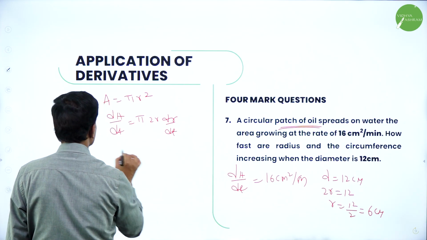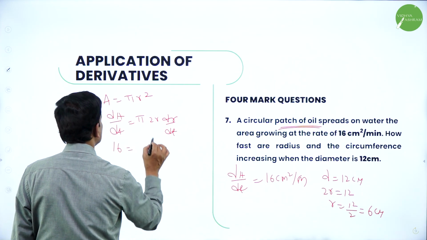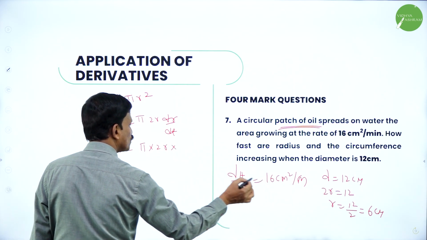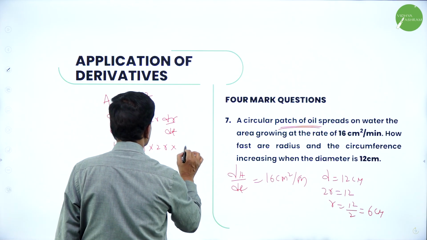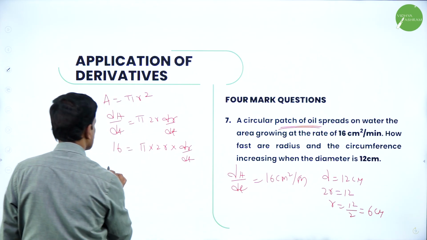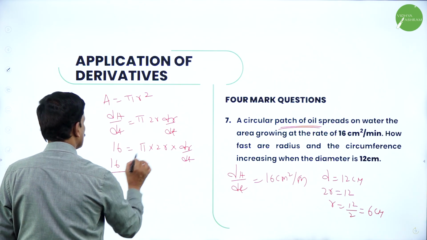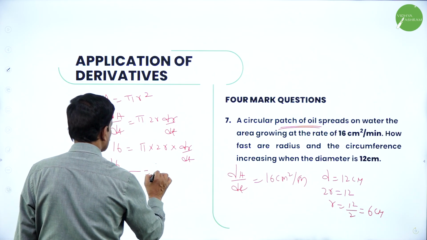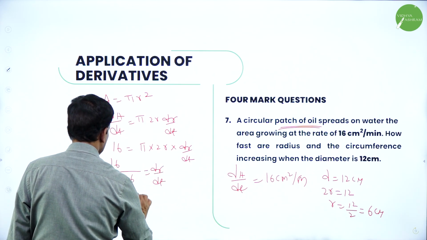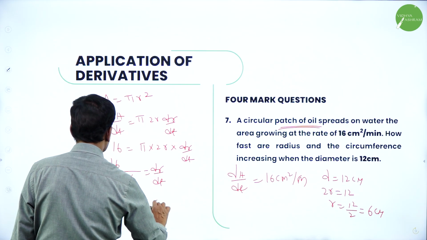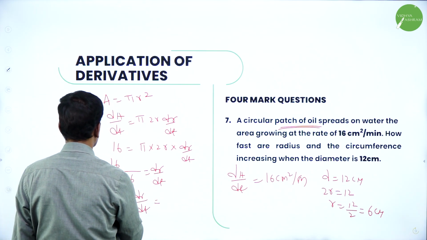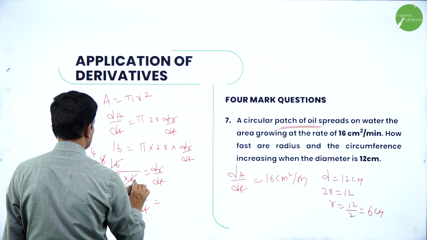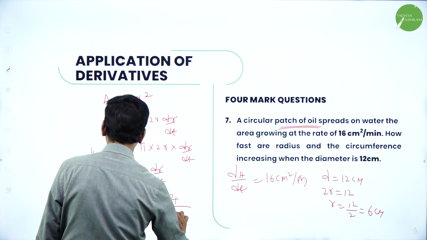So area is given: 16 is equal to pi into 2 into r into dr by dt. We don't know dr by dt, r is given, just substitute the value of r. So that is 16 divided by 2 pi into r, and r is 6, is equal to dr by dt. Therefore dr by dt is equal to, you can divide it. So 2 8s are, that's nothing but 2 4s are, 2 3s are, 4 divided by 3 pi.